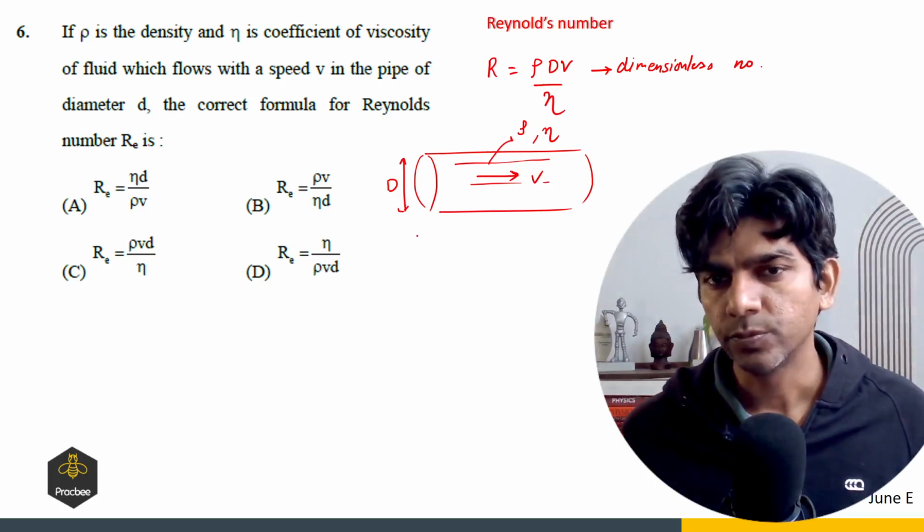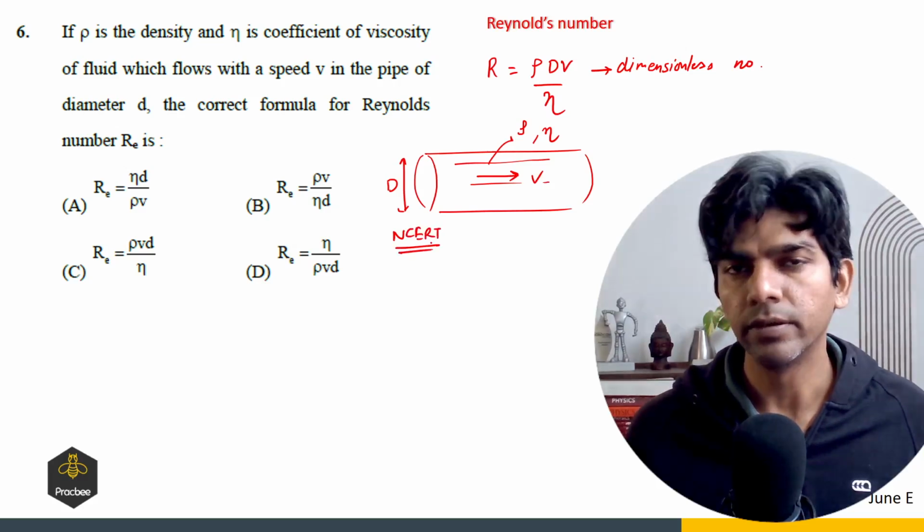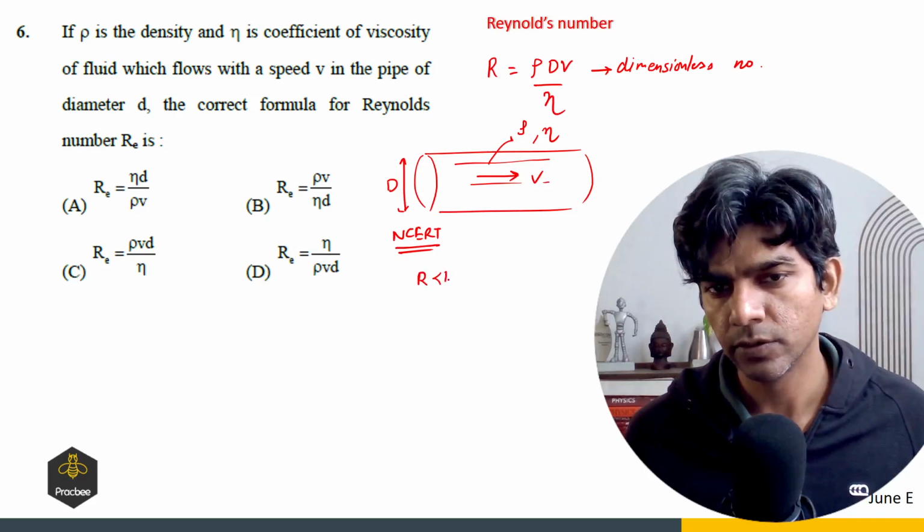Based on the value of this dimensionless number, we can categorize the flow as streamlined, turbulent, or unsteady. Different literatures have different values. As per NCERT, if R is less than 1000, then the flow will be streamlined.